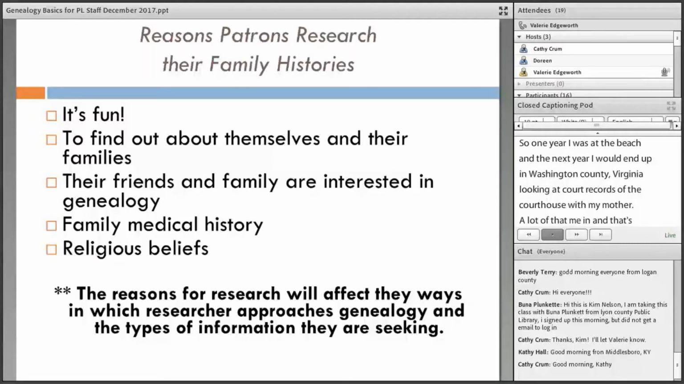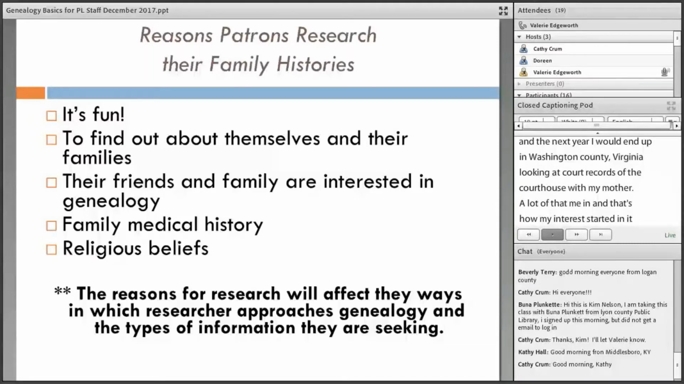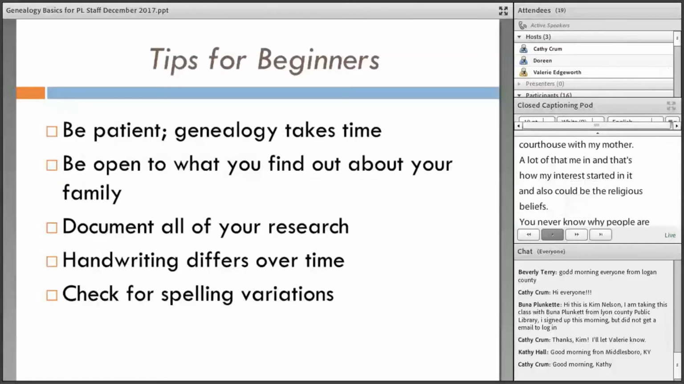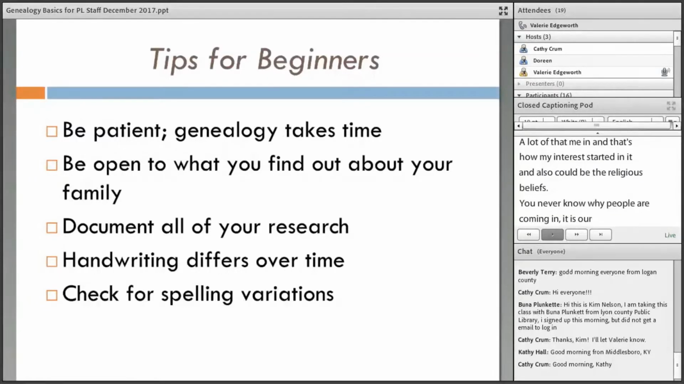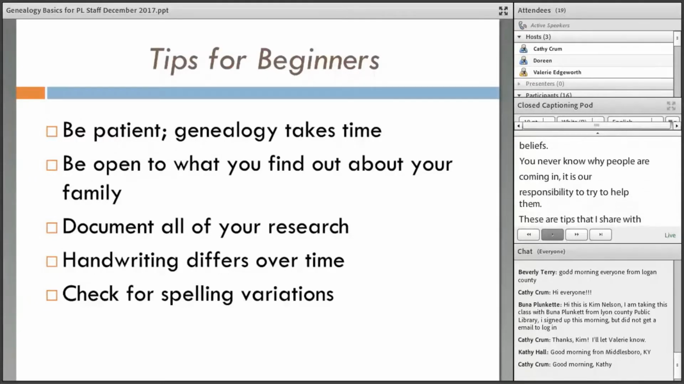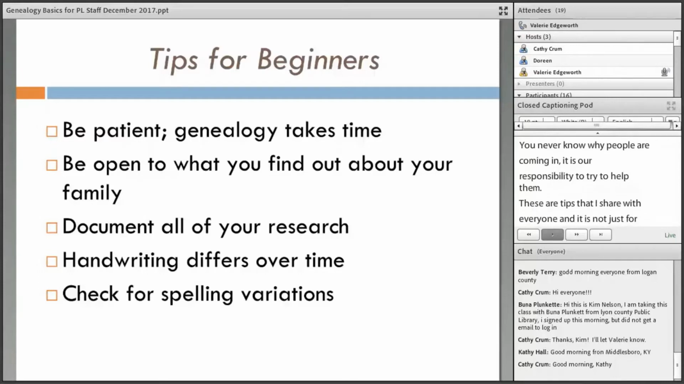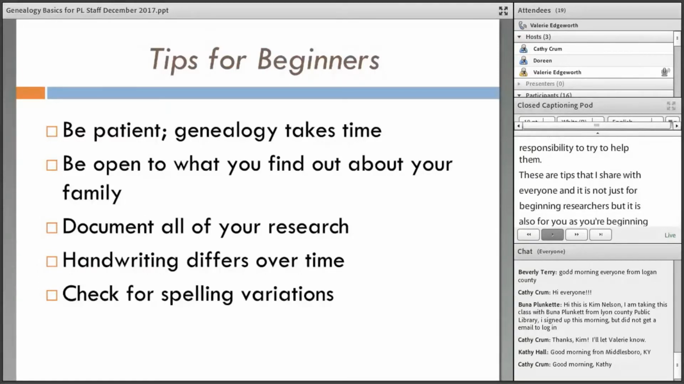Also, it could be their religious beliefs. You never know why people are coming in. It's just our responsibility to try and help them. These are tips that I share with everyone, and it's not just for beginning researchers, but it's also for you as you're beginning to help anyone in doing their research.